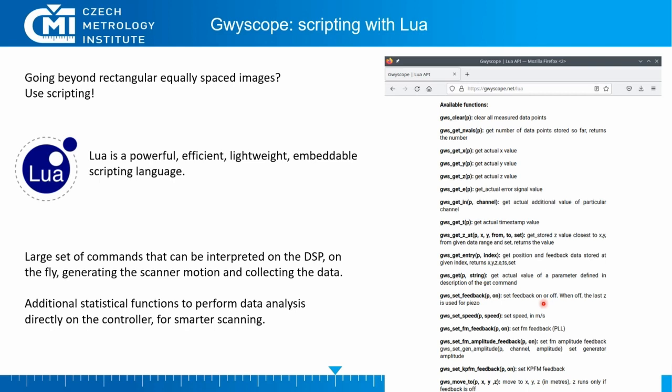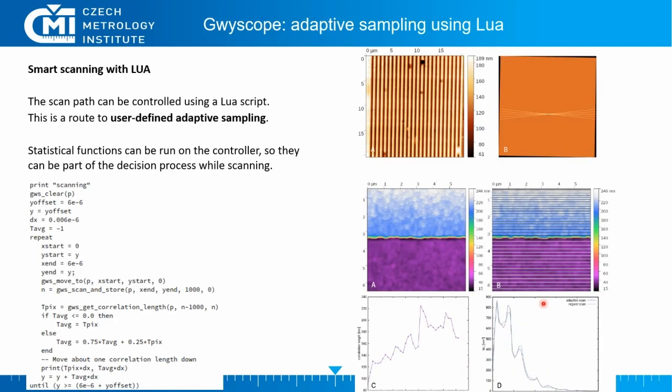So you can run nearly everything as a script, and you can also use some additional statistical functions that can already, at the DSP level during the scan, do some data pre-processing and make some decisions. An example of this is shown here, smart scanning using Lua scripts. So here you can see two examples.